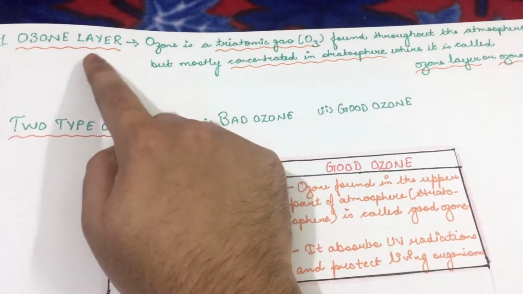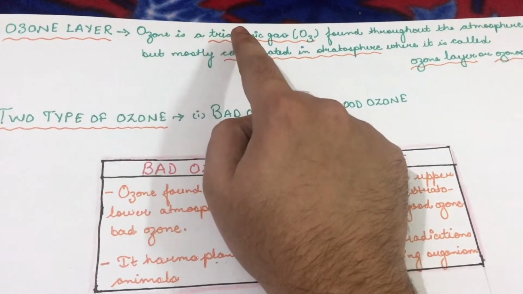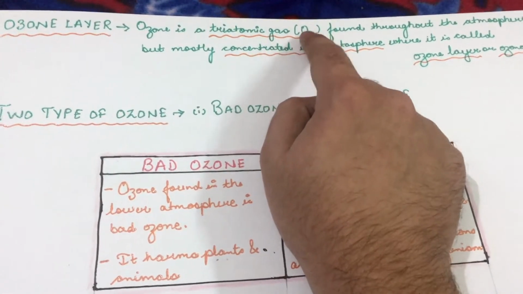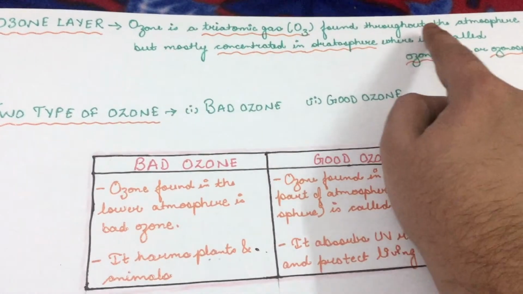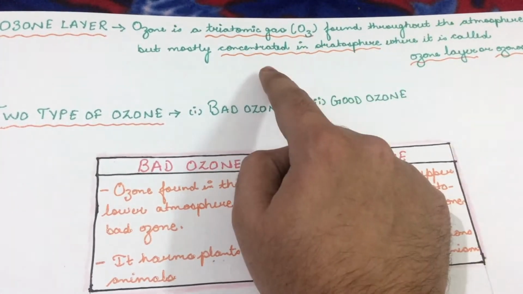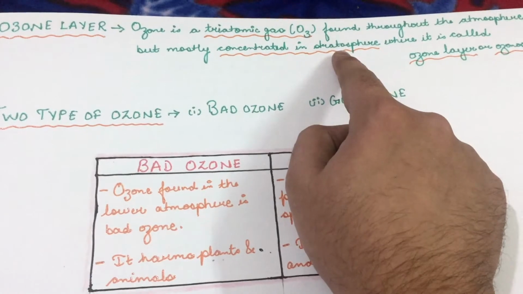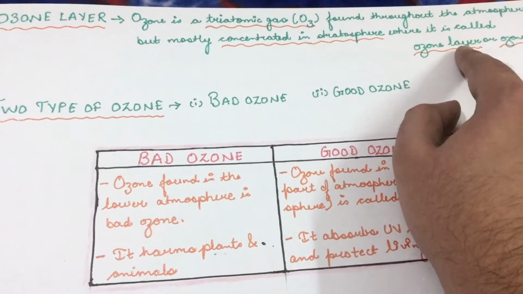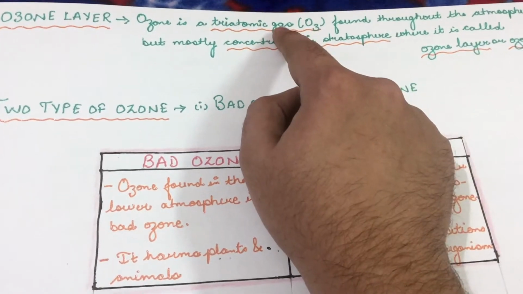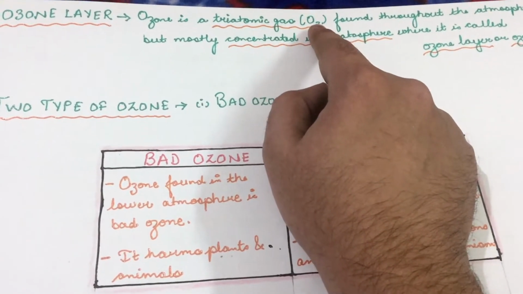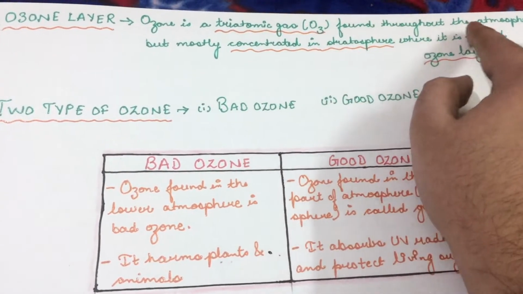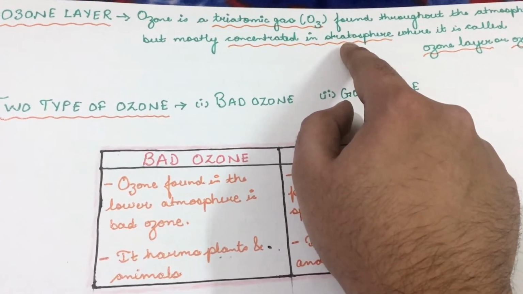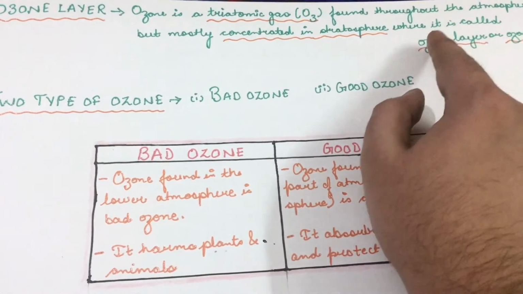Now what is the ozone layer? Ozone is a triatomic gas, meaning its formula is O3, which is found throughout the atmosphere but mainly concentrated in the stratosphere part of the atmosphere, where it is called the ozone layer.